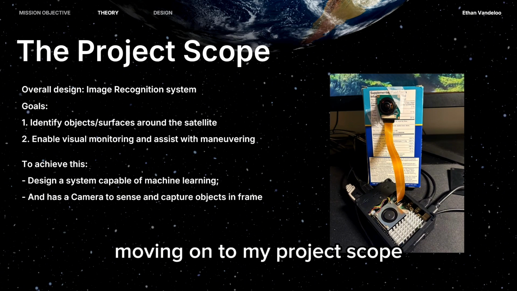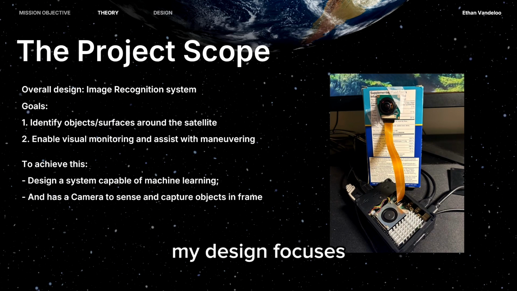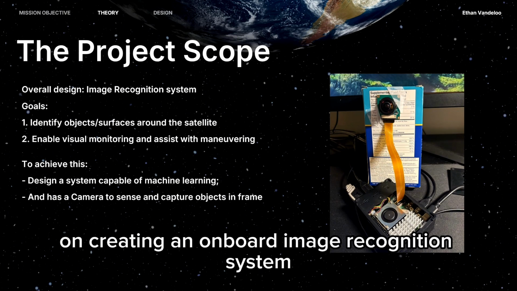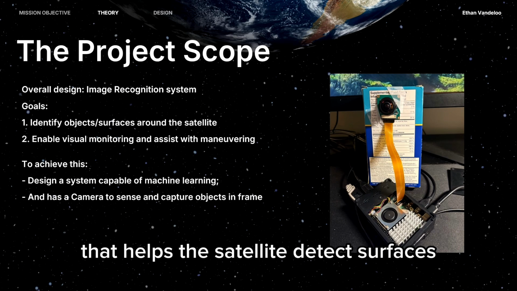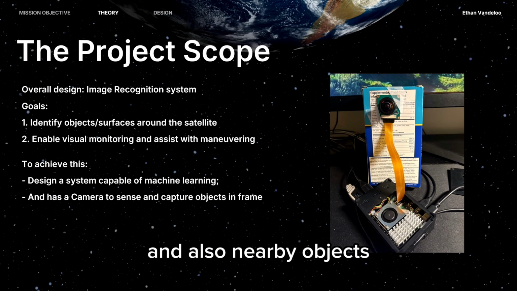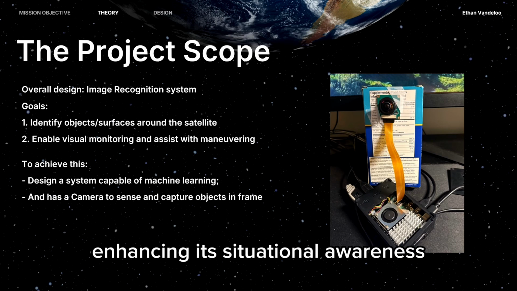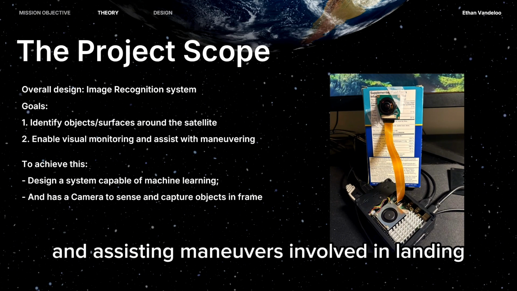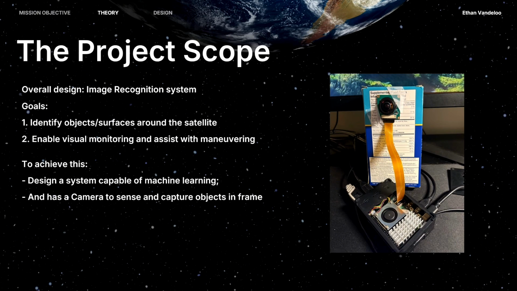Moving on to my project scope. My design focuses on creating an onboard image recognition system that helps the satellite detect surfaces and also nearby objects, enhancing its situational awareness and assisting maneuvers involved in landing and object avoidance.